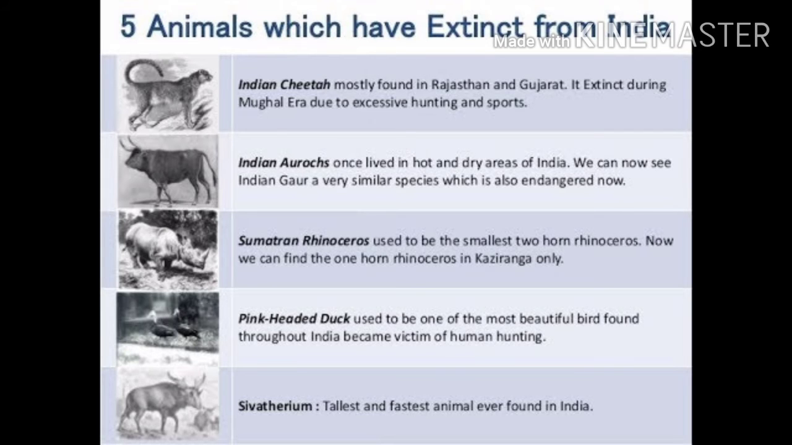Animals which have gone extinct from India include the Indian cheetah, mostly found in Rajasthan and Gujarat. It went extinct during the Mughal era due to excessive hunting and sport. The Indian oryx once lived in the hot and dry areas of India. We can now see the Indian gaur, a very similar species which is also endangered now. The Sumatran rhinoceros used to be the smallest two-horned rhinoceros. Now we can find the one-horned rhinoceros in Kaziranga only. The pink-headed duck used to be one of the most beautiful birds found throughout India, but became a victim of human hunting. And the cheetah, the fastest animal ever found in India, we are now just able to see on the screen, not live.